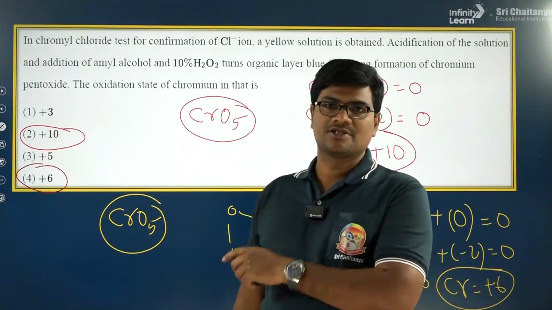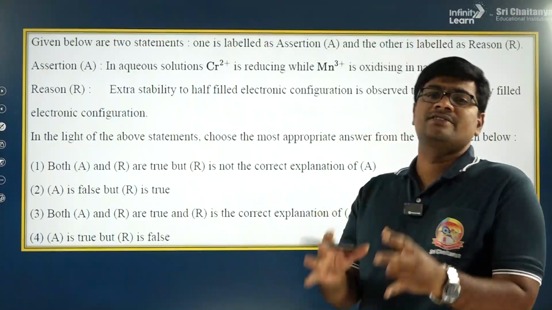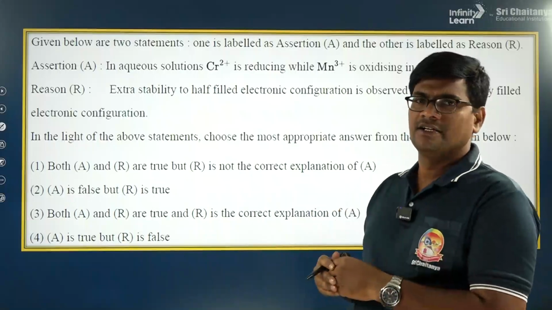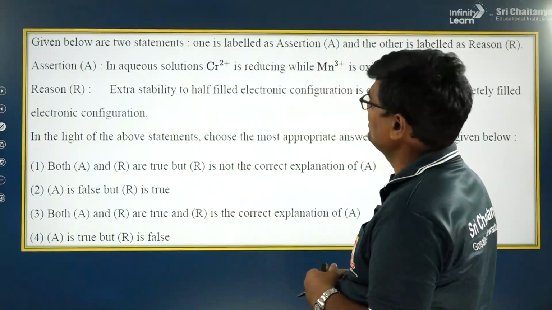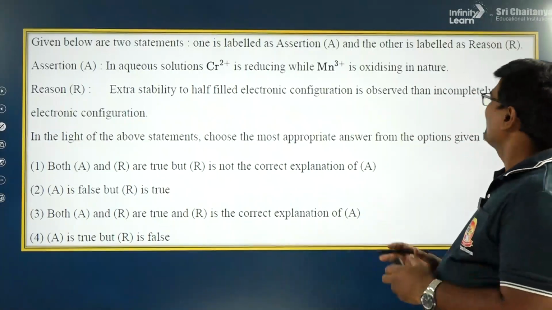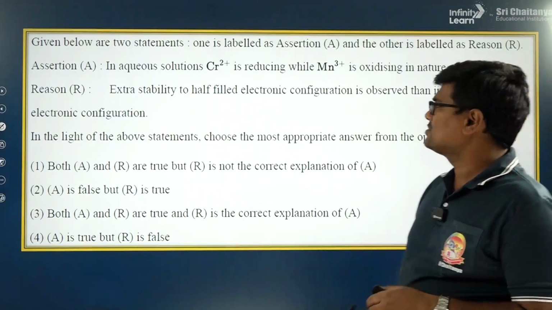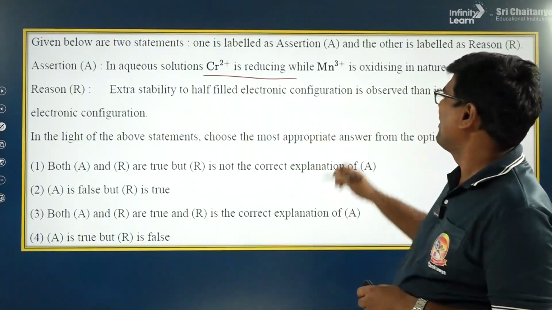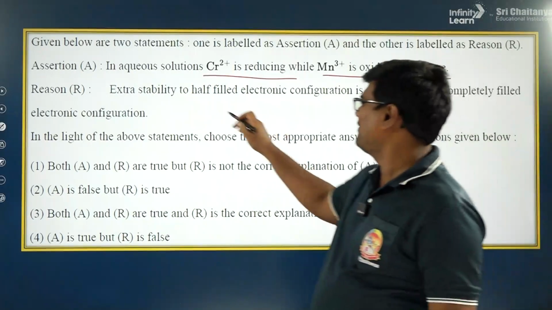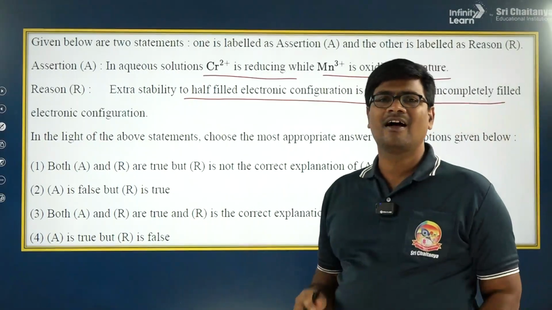Let's go for the next question. The next question is about statements mentioned in NCERT about oxidation power and reduction power. It is an assertion reason question. Given below are 2 statements. One is labeled as assertion A and another as reason R. The assertion: in aqueous solutions, chromium 2 plus is reducing while Mn3 plus is oxidizing in nature. The reason: extra stability of half-filled electronic configurations is observed than incompletely filled electronic configuration.